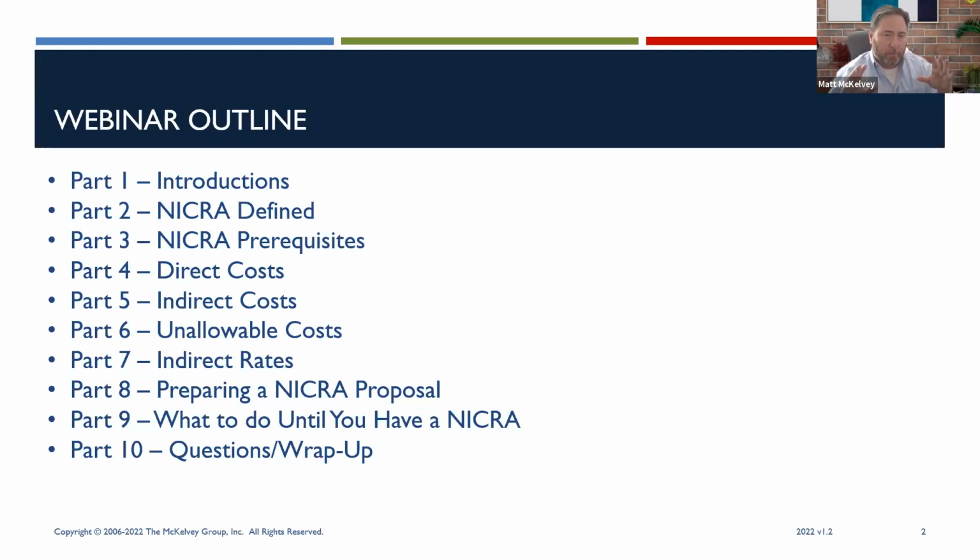I don't know how many of you are accountants versus business owners versus business development or funding folks, but I'm not going to be getting into the accounting per se today. That's not what this webinar is about. I'm going to focus on these numbers from a terminology perspective and from a general understanding of it. But that's how we're going to cover the different types of costs that are required to be able to do a NICRA. I'll talk about unallowable costs, which may be an unfamiliar term for those of you that are not familiar with federal work. And then ultimately how to prepare a proposal and what you do until you have one.